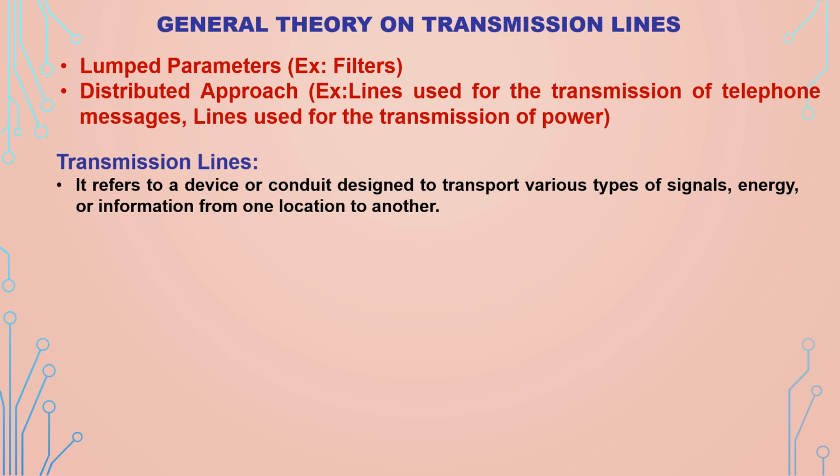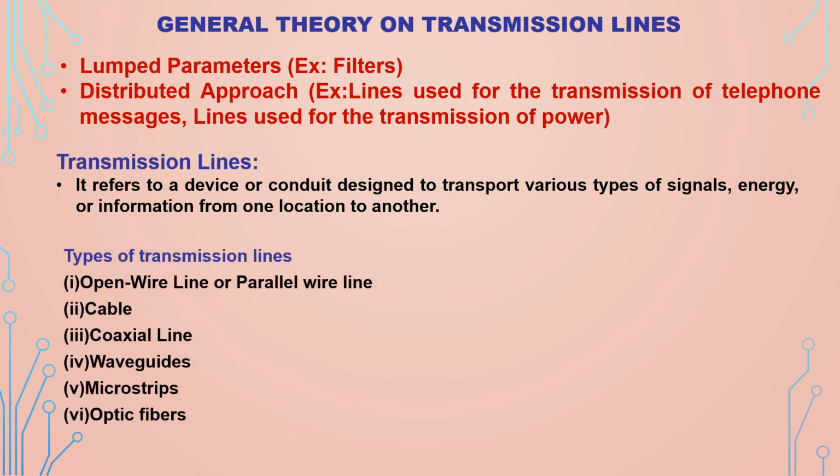Now, what is meant by a transmission line? It refers to a device that is used to transport energy or signal or information from one location to another. You have various types of transmission lines: an open wire line, the other name for which is a parallel wire line, a cable, a coaxial line, waveguides, microstrips, and optical fibers. These are the various types of transmission lines. The pictures will be shown in the next slide.